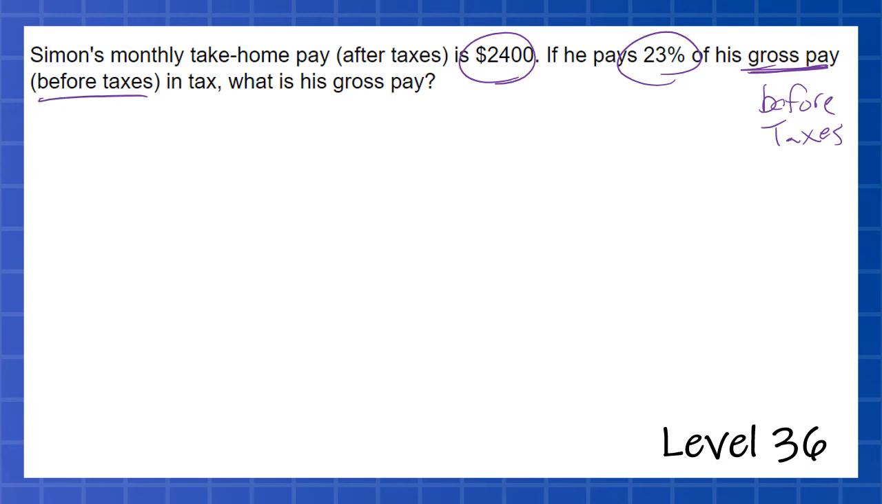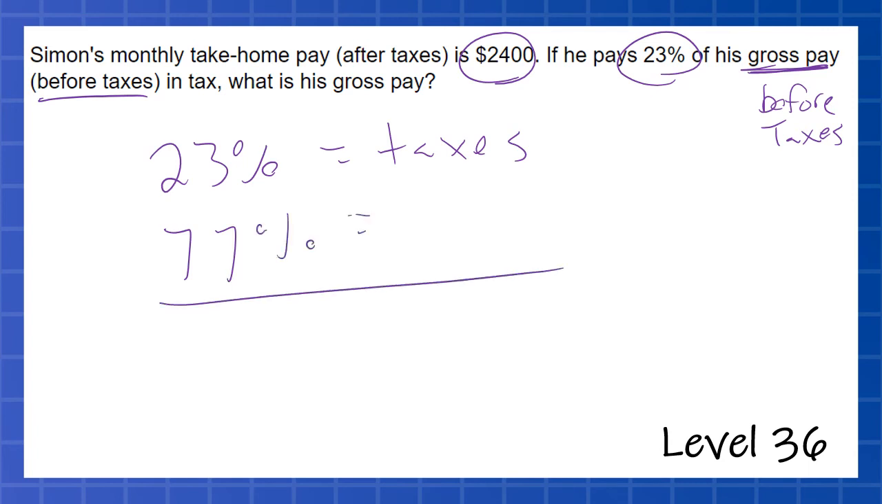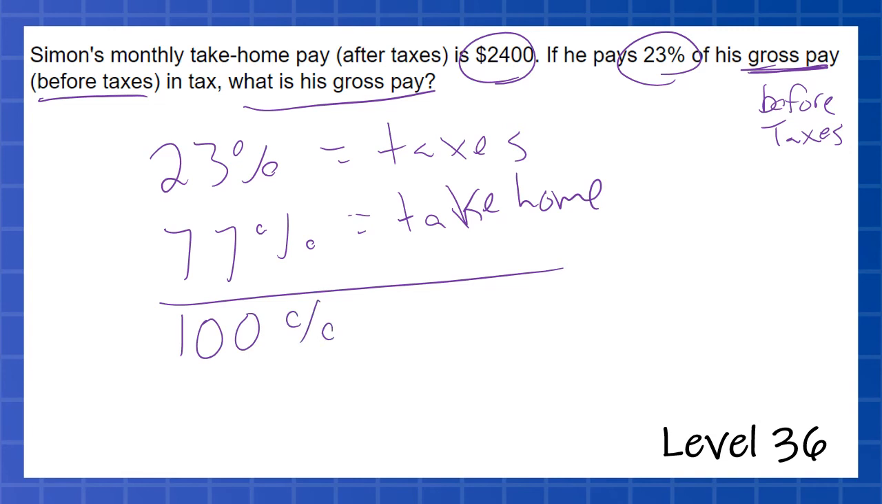So in other words, if 23% of his income, of his salary, is taxes, that means his take-home pay is 77% because it has to add up to 100. So I'm going to say take-home or after taxes. Now, we know a few things, but what we want to know is his gross pay. And the reason we know that the take-home pay is 77% is because the gross pay needs to add up to 100%.